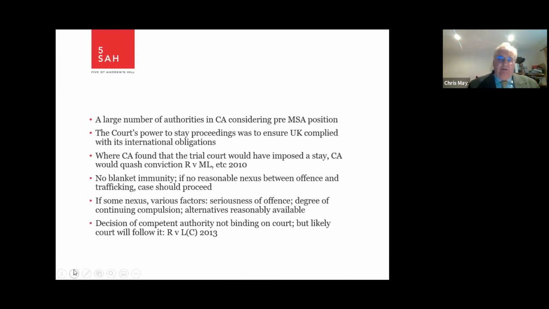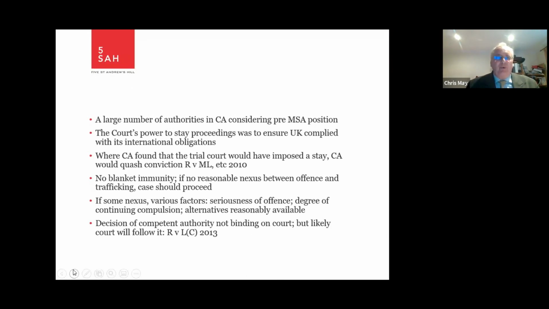There are a number of Court of Appeal cases now, mostly looking at the position prior to the Modern Slavery Act. They've recently been summarized by a case called JXP in the Court of Appeal, which is probably the only case that you need to go to now, as it refers to all the other relevant cases. But the synthesis of what the court is saying on that analysis is that the power to stay was to ensure that the UK complied with its international obligations. And if the court found that the trial court would or should have imposed a stay, then the Court of Appeal would quash the conviction.